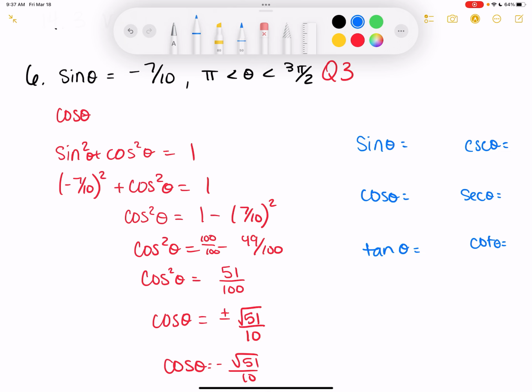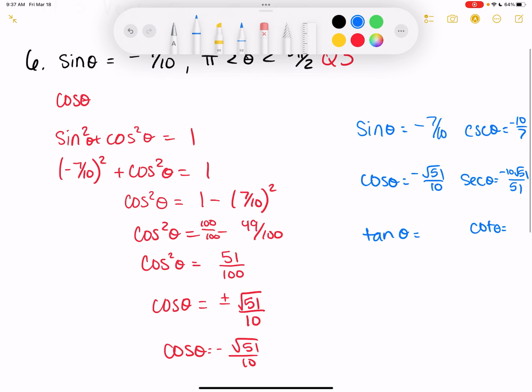So sine was negative 7 over 10, meaning cosecant is negative 10 over 7. Cosine is negative root 51 over 10, meaning secant is negative 10 root 51, which rationalized is negative 10 root 51 over 51. So then tangent, I will go ahead and just do this the long way, and then I'll show you the easier way to do them on the next one.